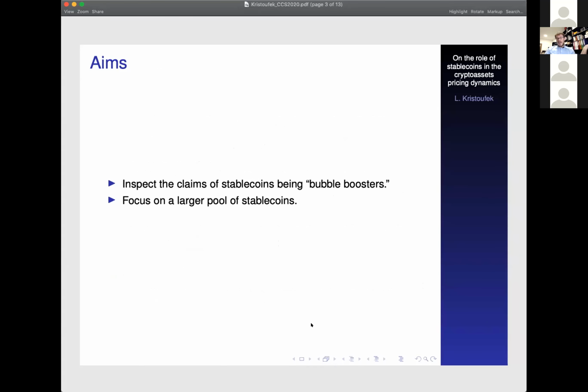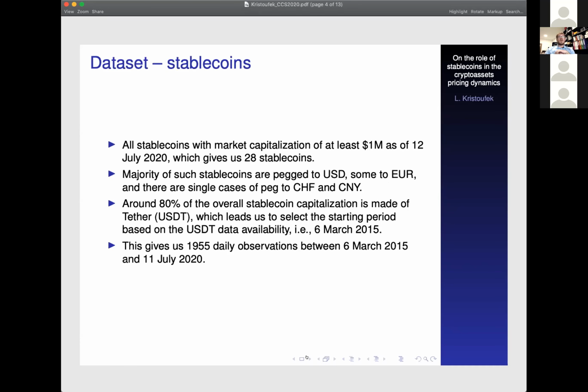Anyway, so the aim is to inspect the claims that stablecoins are some kind of bubble boosters, so that they are boosting the price bubbles, but also to focus on a larger pool of stablecoins and a larger pool of crypto assets in general. And as we have limited time, this will be quite quick.